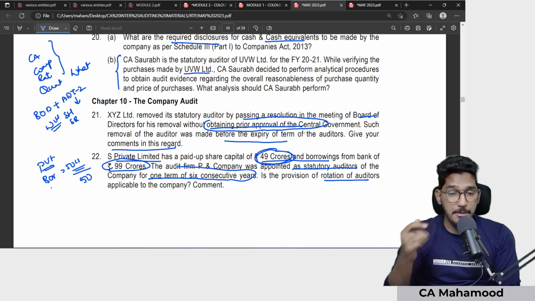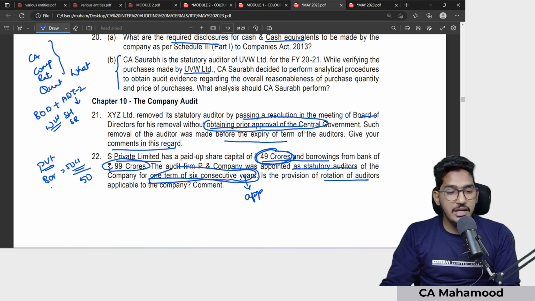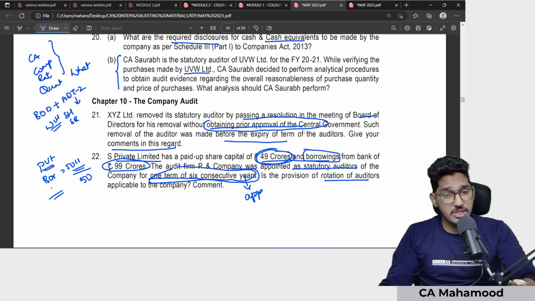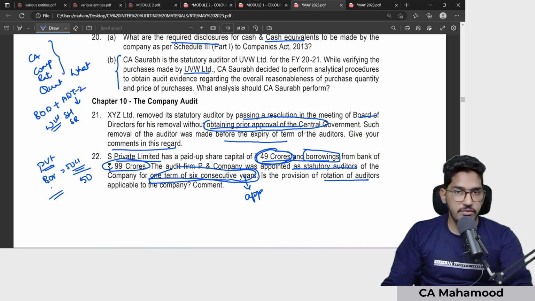Since rotation is becoming applicable, an individual can't be appointed for more than one term of 5 consecutive years, but in the question they are saying the auditor has been appointed for 6 consecutive years, so the appointment will be invalid. Why? Because for this company rotation becomes applicable, as the borrowings have exceeded the limit of 50 crore. Since rotation is applicable, the auditor can be appointed for only one term of 5 consecutive years. But in the given case, the appointment is made for one term of 6 consecutive years, which is violation of rotation concept. So the appointment will be invalid.